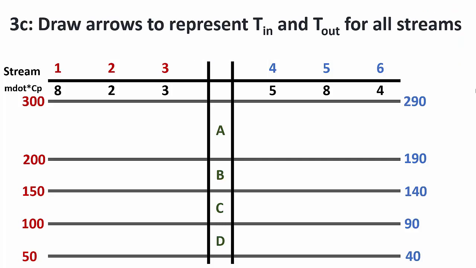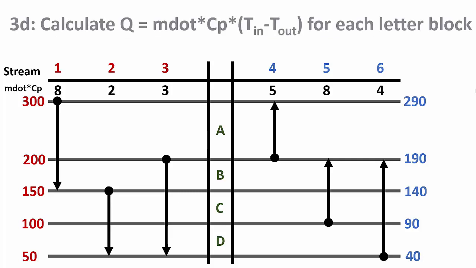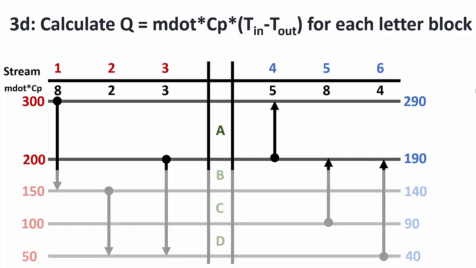Next, we're going to draw arrows to represent the inlet and outlet temperatures for all streams. So these inlet and outlet temperatures come from the table that we completed in the previous lecture. The last step is to calculate the overall Q for each block. And so this is the flow rate times heat capacity times the inlet minus the outlet temperature for each individual block. So we're going to start from the top in block A.